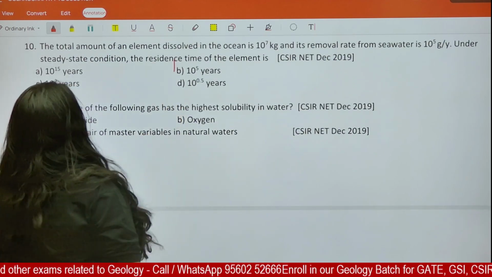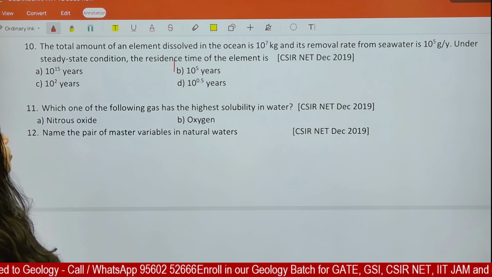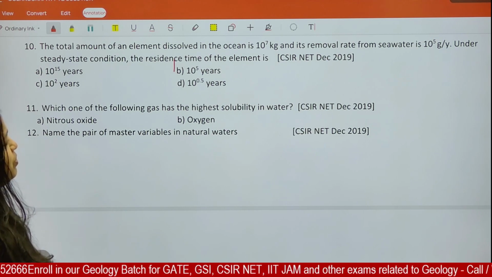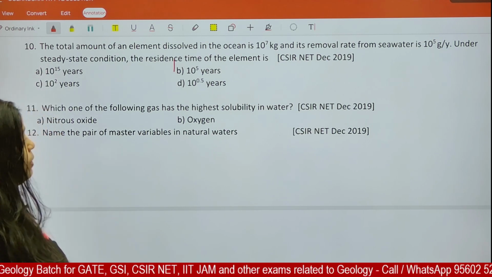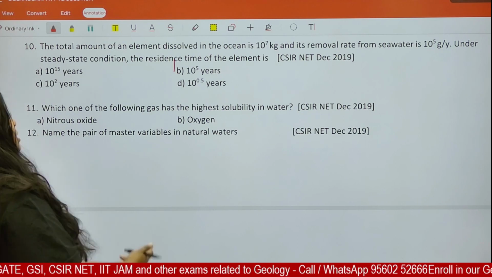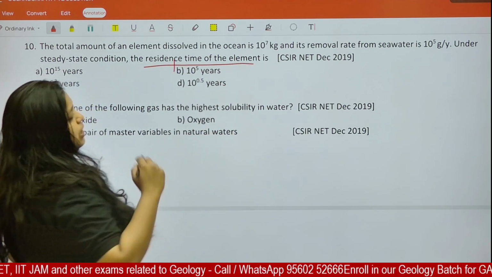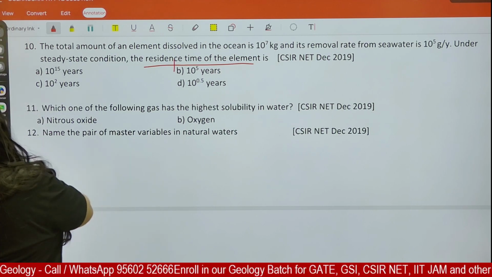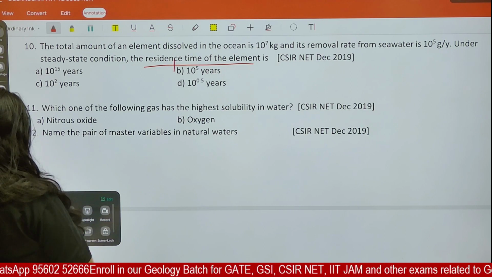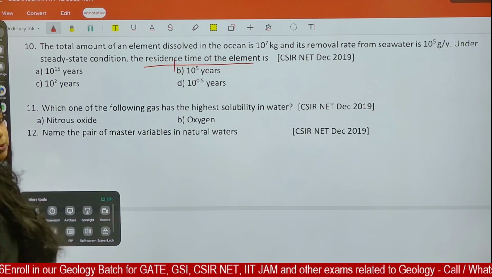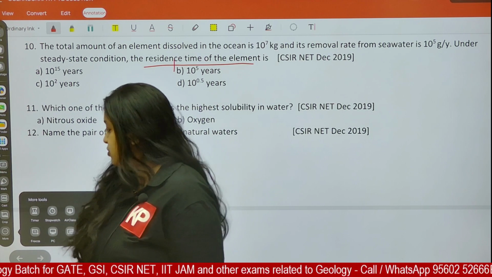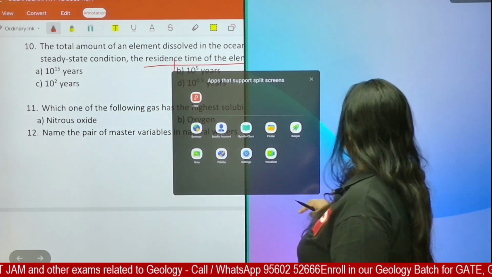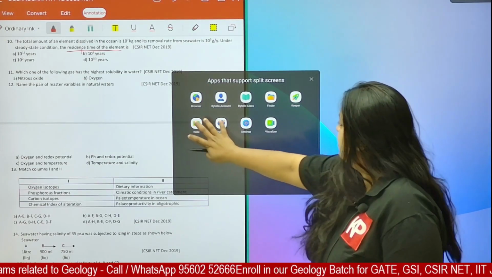Okay. The total amount of element dissolved in ocean is 10 raised to 7 kilogram and its removal rate from seawater is 10 raised to 5 gram per year under steady state condition. Residence time. Again another question from residence time. So here we need to calculate the residence time terminology. So let's see how to solve it. What is the equation to calculate residence time? Let's check it out.